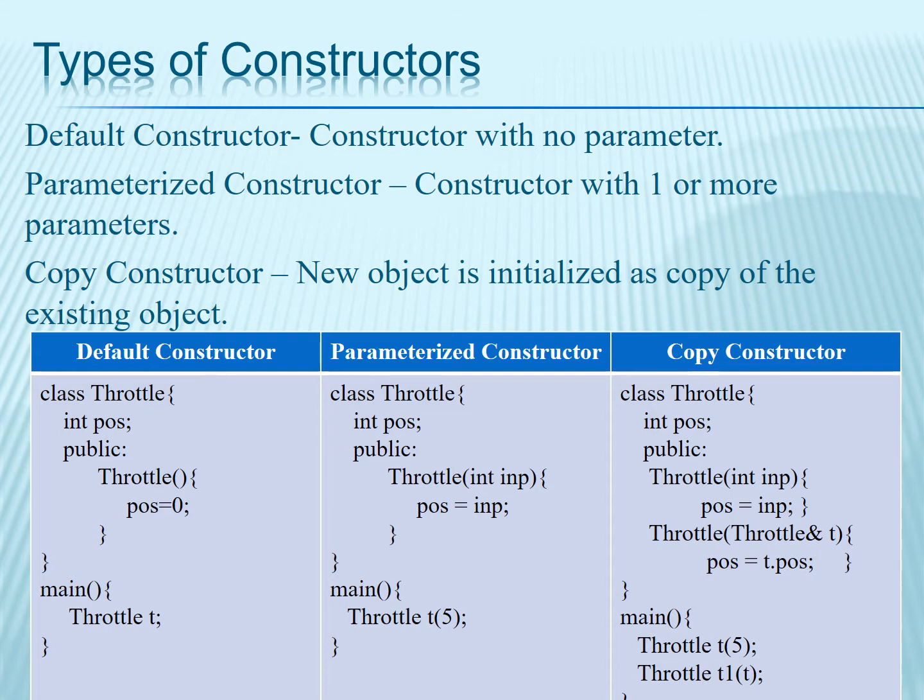Parameterized constructor. In the parameterized constructor, the constructor receives input arguments. In this example, in the declaration of the object T, it has an input parameter 5. This 5 is initialized as the value of the member variable POS by the constructor throttle.